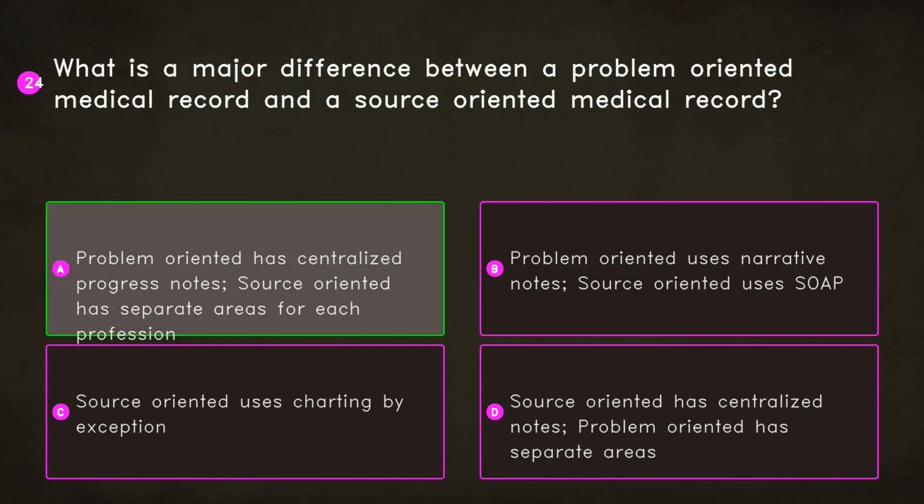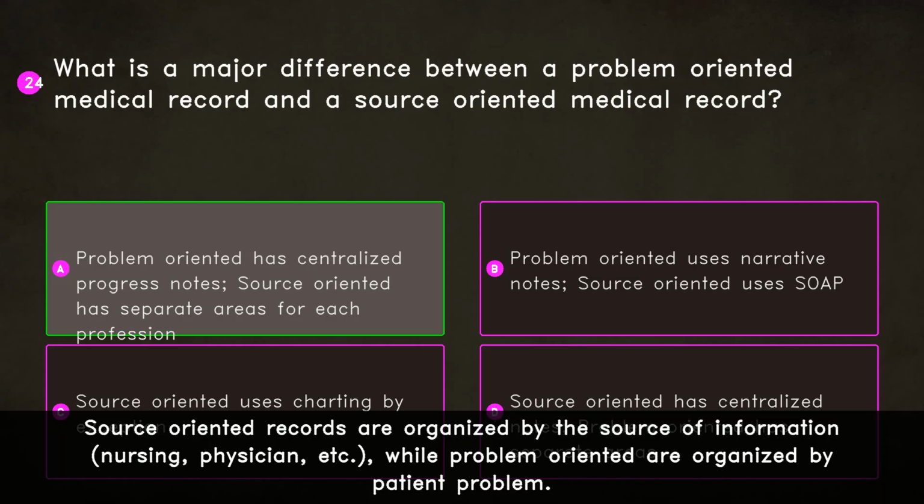The correct answer is problem-oriented has centralized progress notes, source-oriented has separate areas for each profession. Source-oriented records are organized by the source of information, nursing, physician, etc., while problem-oriented records are organized by patient problem.